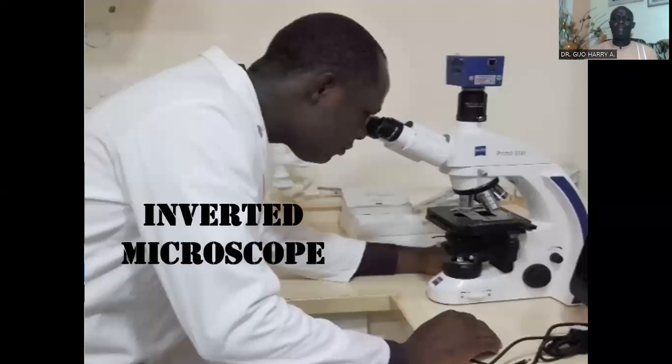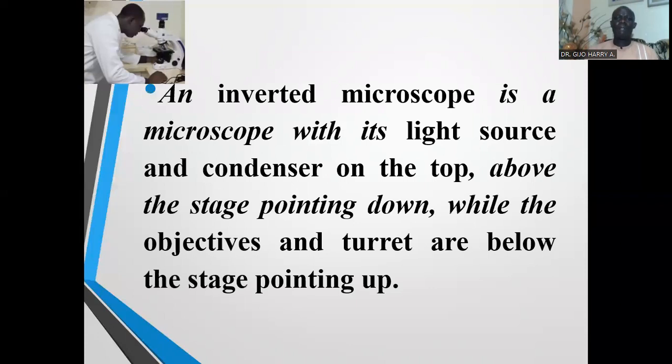Now I want to look at the inverted microscope. What is an inverted microscope? An inverted microscope is a microscope with its light source and condenser on top, above the stage, pointing down, while the objectives and turret are below the stage, pointing up. It is said to be inverted because the light source and condenser are on top instead of being at the bottom of the stage.